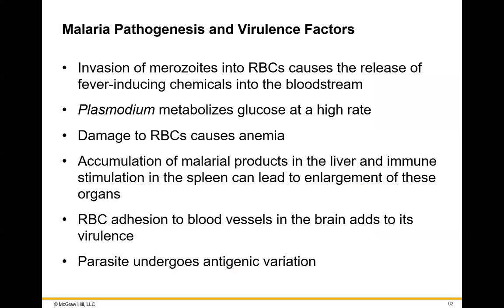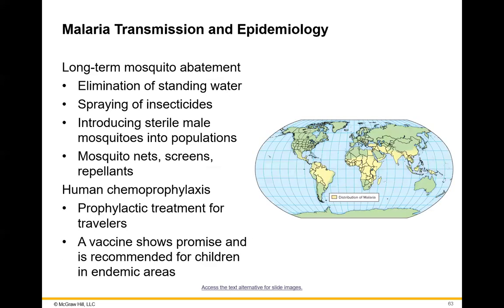Also, the parasite can undergo antigenic variation, meaning that it can shift its surface protein. You think you've got antibodies against it? Nope, it'll just change it up and that'll help it survive. So yes, we already talked about all this. Oh, they're also introducing sterile male mosquitoes into populations that were genetically manipulated so that they are sterile. They mate with the females. The females can only mate once and then it kills the females. So it helps control the population that way.